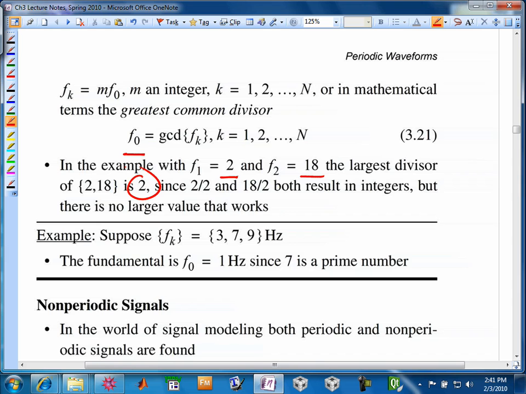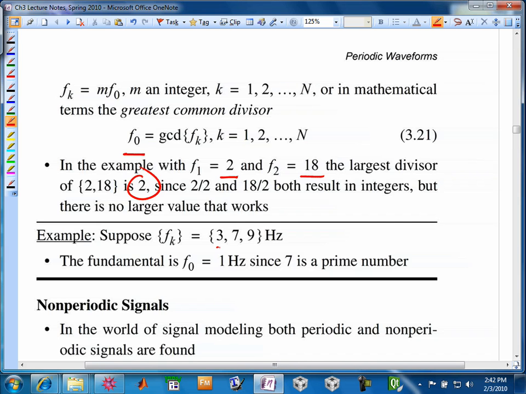So what is 18 hertz in a harmonic sense? Which harmonic is that? The fundamental is the first harmonic. So 18 is what integer times 2? 9th, right? So it's the 9th harmonic.